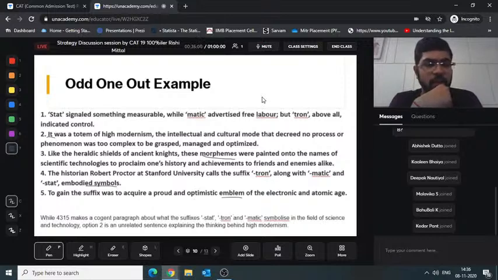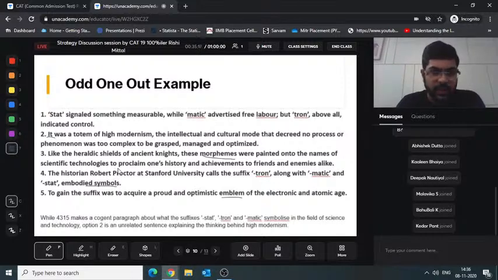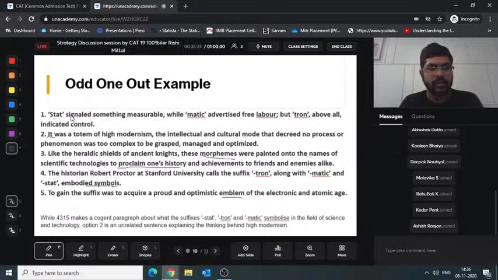Let's see. Where does sentence 1 fit in? One talks about what stat means, what matic means, what tron means, and they indicate control. Tron indicates control. When sentence 3 says that they proclaim one's history, then sentence 1 talks about what they indicate, control. So I get a gut feeling that yes, after sentence 4, 3 and 1 form a good pair. So I have 4, 3 and 1.